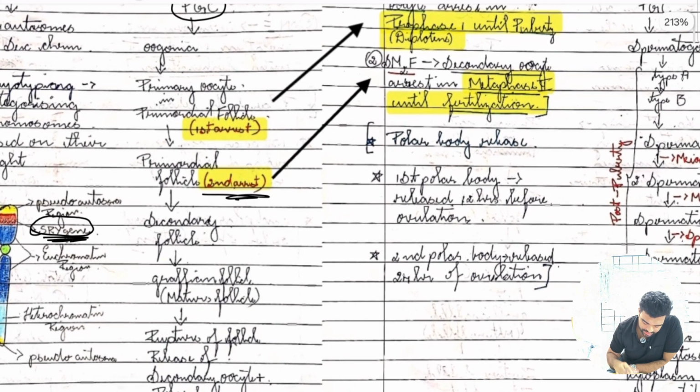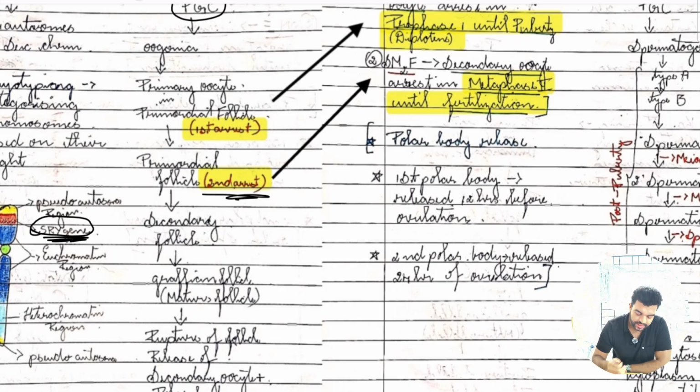But forget everything that I said; the only thing you need to remember, and what the questions have focused on, is the arrest stages. In oogenesis, the first arrest is in prophase 1, and specifically they have asked the diplotene stage. In prophase 1 there are many stages, but it is the diplotene stage that it gets arrested in until puberty. This is prophase 1, the first arrest. The second arrest will be in metaphase 2. One for one, two for two.